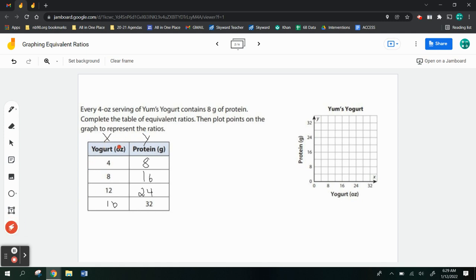Usually it will always be in order. X will always be on the left, y will always be on the right. But it's very important that you just take those 5 seconds and make a note of that. Like, hey, this is my x side, this is my y side.